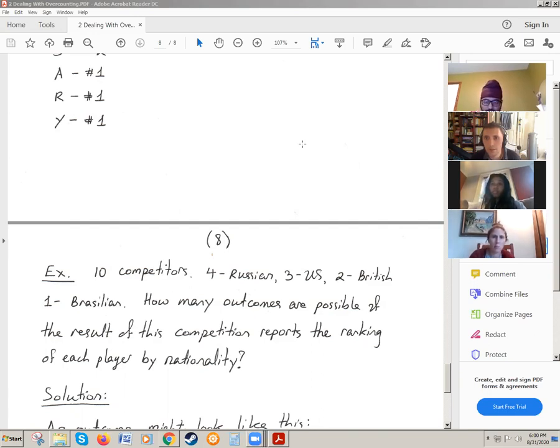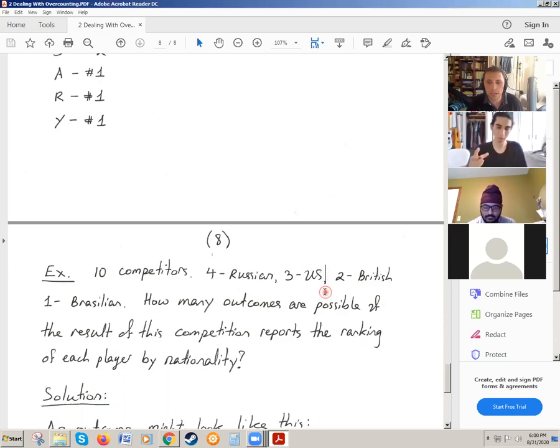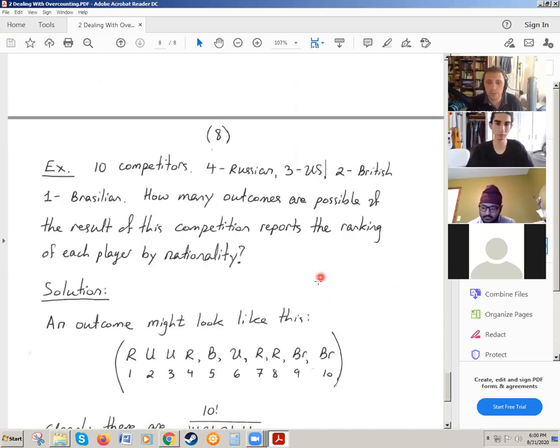All right, so let's look through it, okay, guys? You all imagine exactly what outcomes are listed, right? So for example, maybe the outcome listed on the board would be R, U, U, R, B, U, R, R, B, R, B, R. Yeah?